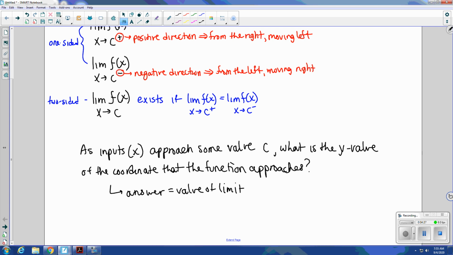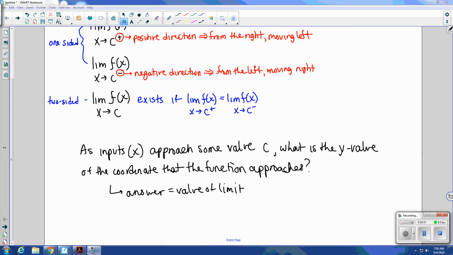So essentially, when we are evaluating a limit graphically, as we approach that value that x is approaching, whatever the coordinate that the overall function is approaching, we're looking to determine what the y value of that coordinate is as we get closer and closer to that point.